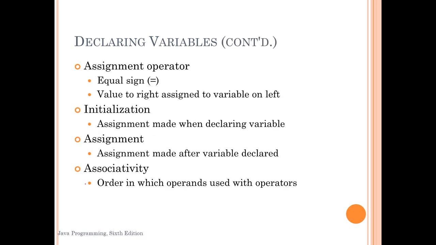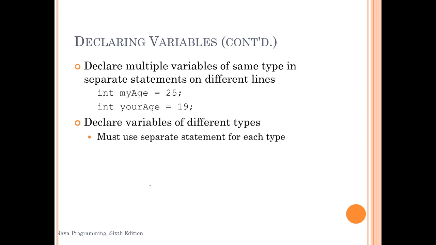Let's see if there is a syntax here. Wait, let's discuss this first. The assignment operator is the equal sign, with the value on the right assigned to the variable on the left. Initialization is made when declaring a variable, while assignment is made after the variable has been declared, and associativity is the order applied when operands are used with operators.